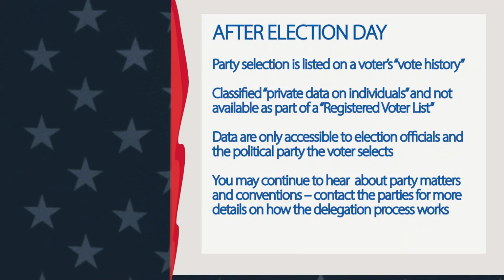Party choice becomes part of a voter's vote history. These data are classified as private data on individuals and are not available as part of a registered voter list. These data are only accessible to election officials and the political party the voter selects.